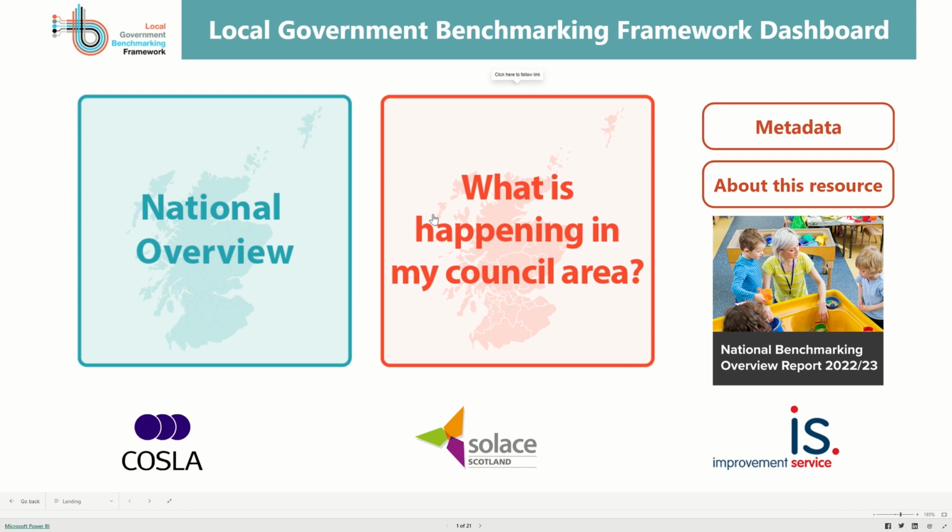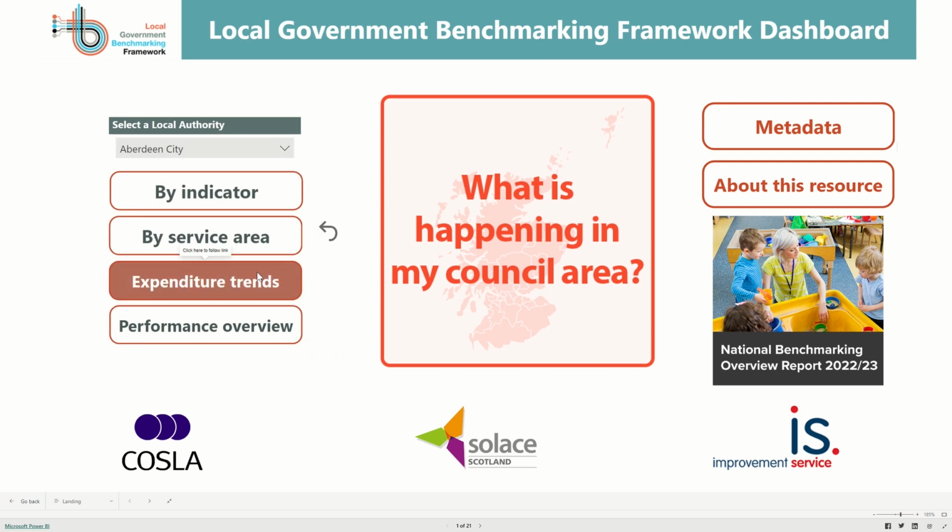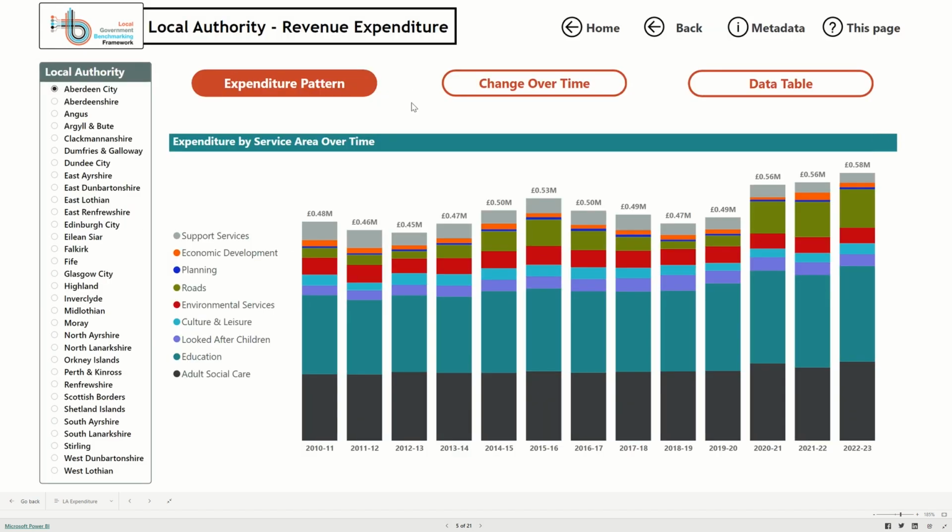The next section is the Expenditure Trends. As you can see, the page is similar to the other Expenditure Trends page under the National Overview section, the only difference being the addition of a local authority filter on the left of the page. All the visuals now display expenditure trend at local authority level.